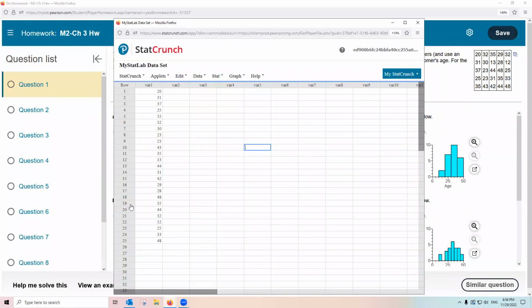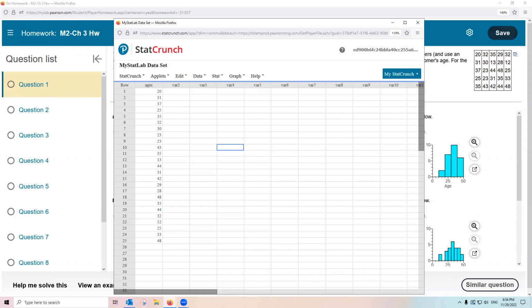And so the data is copied here into this first column. It's called var1, but I could change this column name if I want to be more descriptive. All I have to do is click my mouse here, and I'm going to change it to ages because that's what these numbers represent. I don't have to do that, but it's just a little more descriptive.